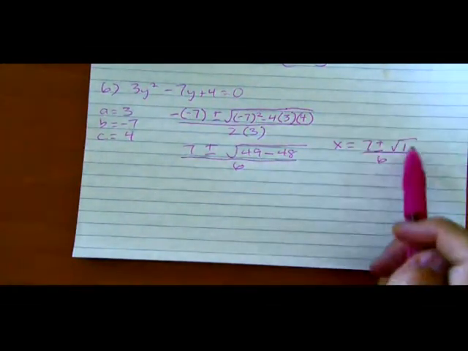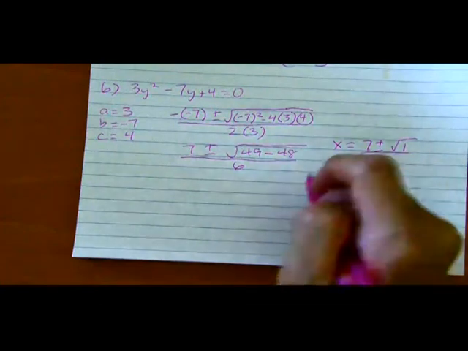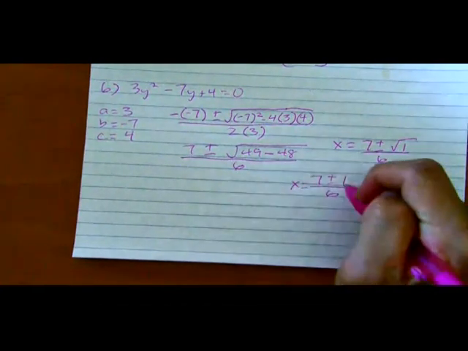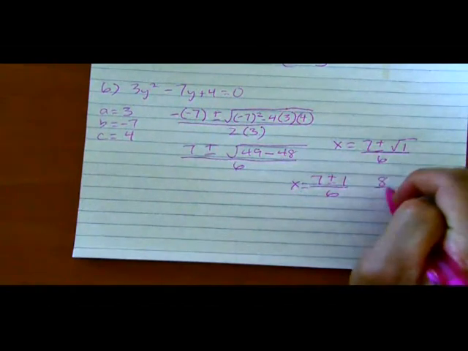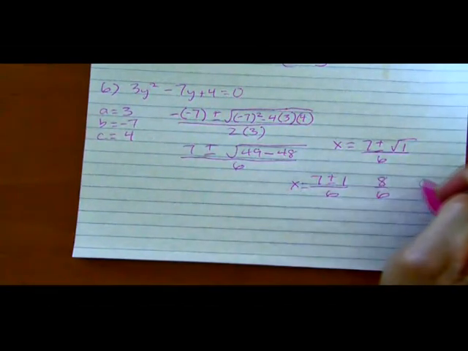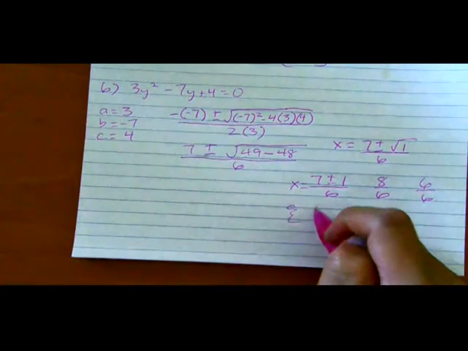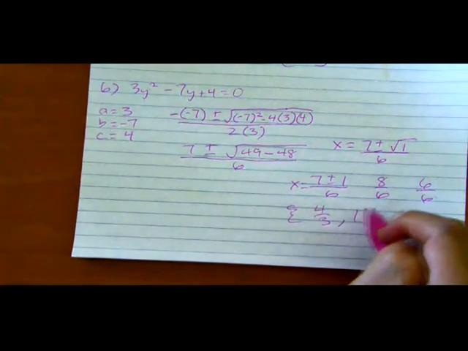Okay, so we can do that. Nice. 7 plus or minus 1 over 6. So 7 plus 1 is 8 over 6. 7 minus 1 is 6 over 6. So we have 2 solutions, 4/3 and 1.